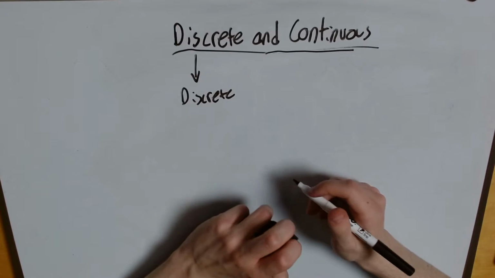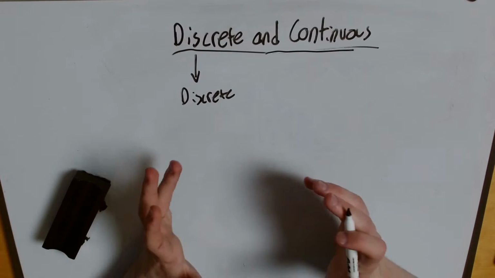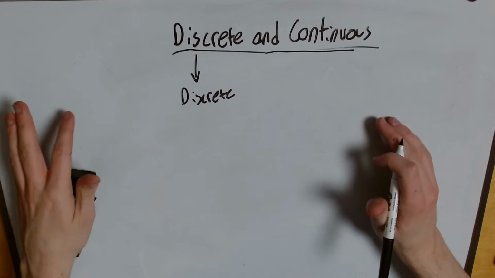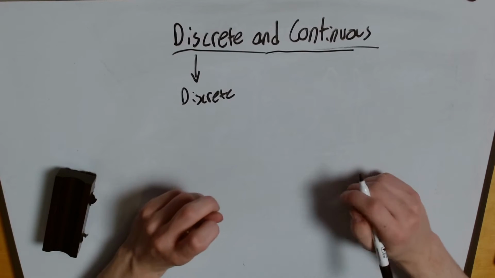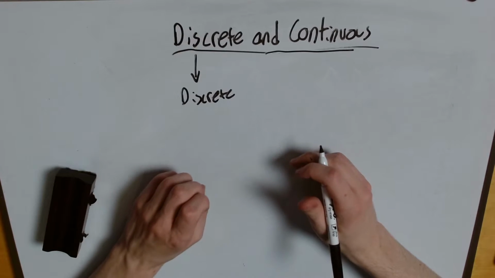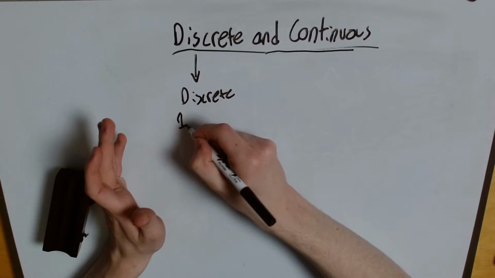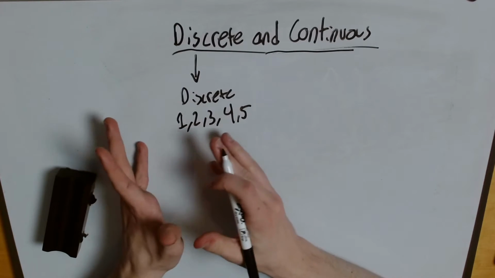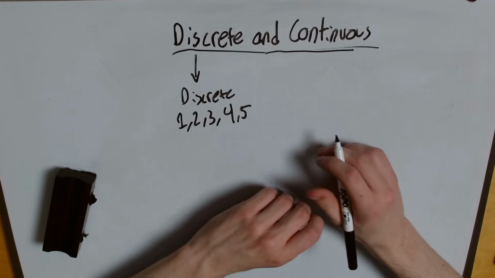which refers to data that has constraints. It can only take certain values. It can't take all the values, right? You can't have 1.5 students or 2.798 students. You can have 1 student, 2 students, 3 students, 4 students, 5 students. You can't have every student in between, right?